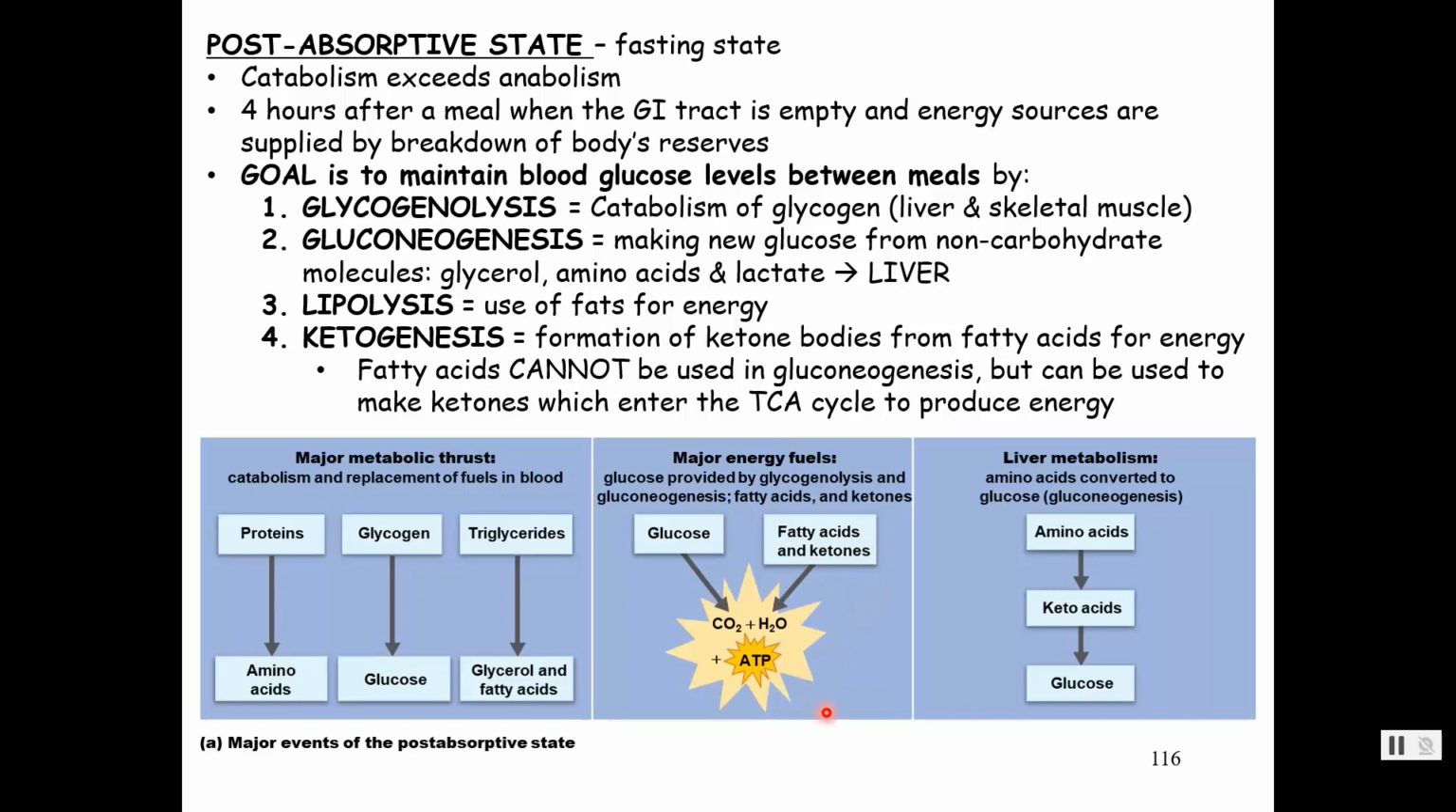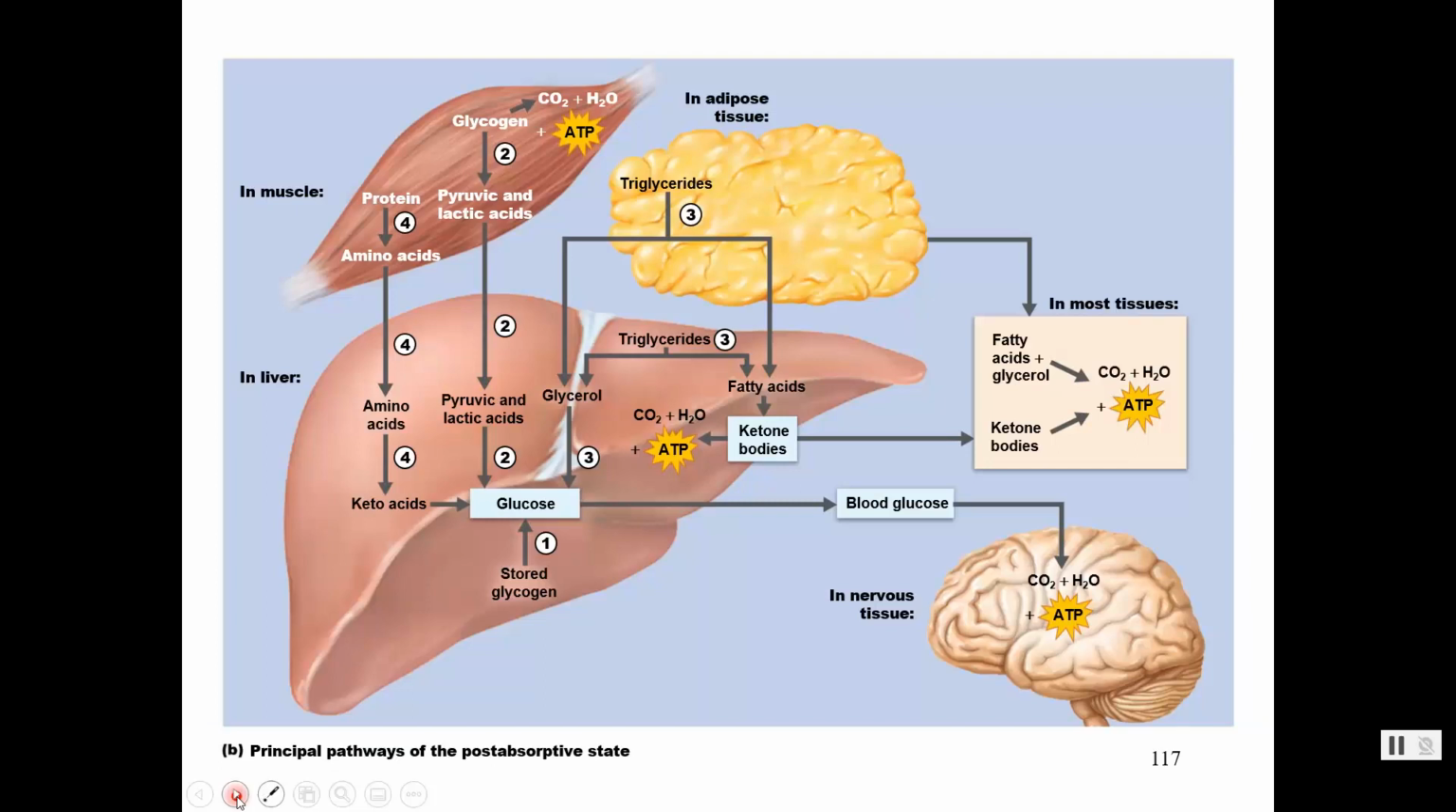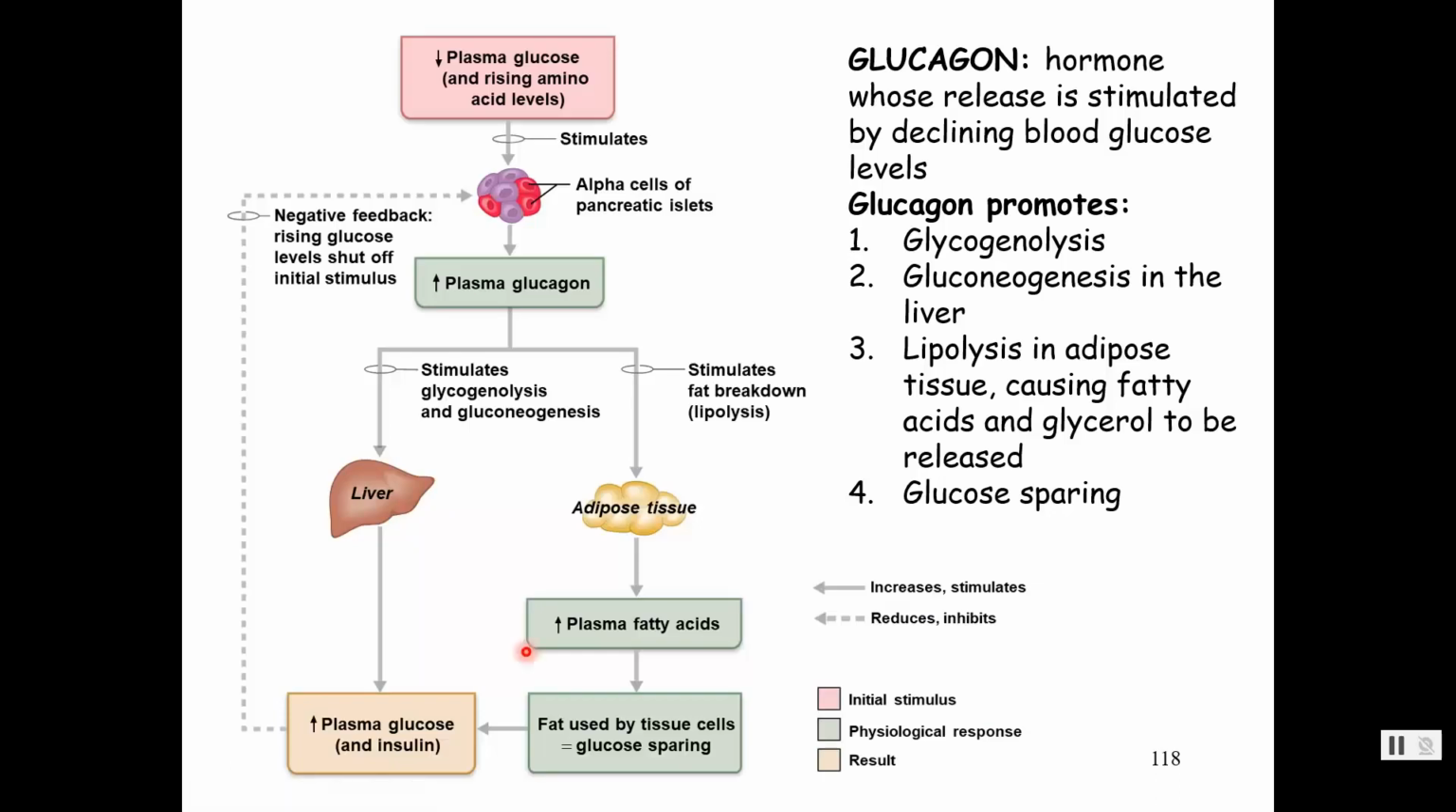So you get glycogenolysis, gluconeogenesis, lipolysis, and ketogenesis are all things that are going to occur in that post-absorptive state, because the goal is to maintain blood glucose levels between meals. That's just showing you that magical organ, the liver, is responsible for all of that. And this is what they mean by blood glucose is going to go to your brain, because your brain likes glucose. Once the glucose runs out, if someone's in starvation, it can convert to use ketone bodies.